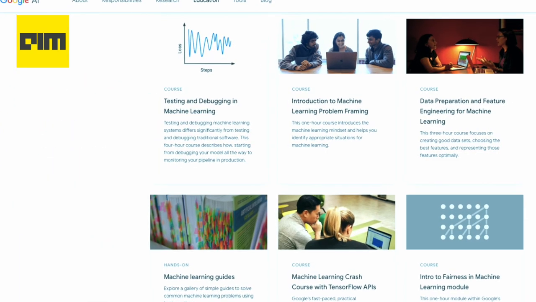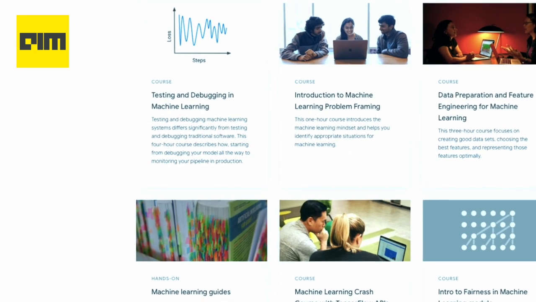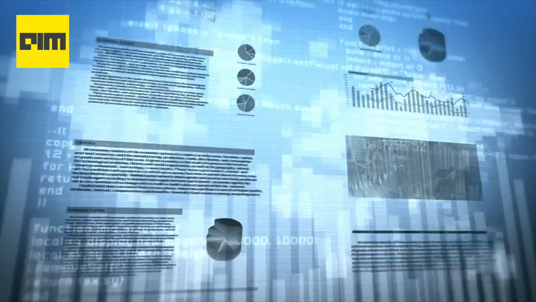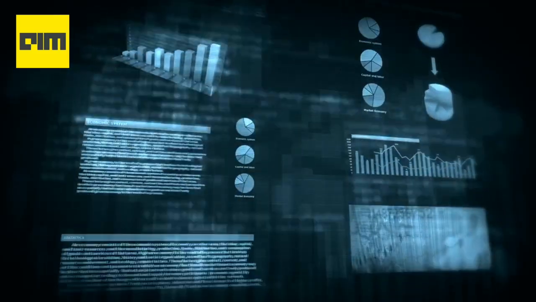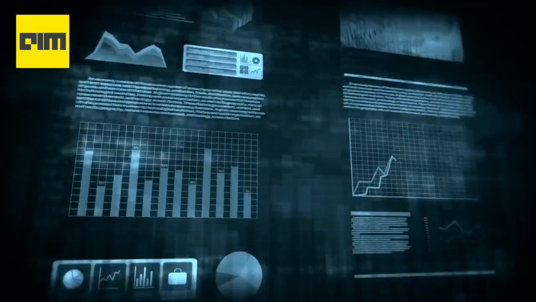The course also includes a machine learning crash course that provides exercises, interactive visualizations, and instructional videos that anyone can use to learn and practice ML concepts. So if you're someone who is curious about a particular topic or wants to study it in depth, then this becomes a perfect course for you.